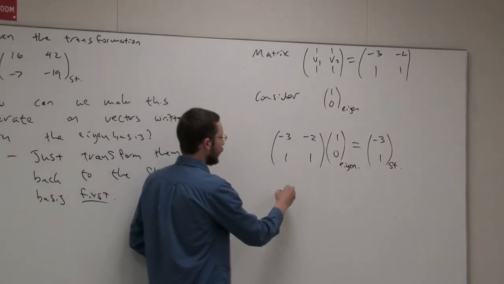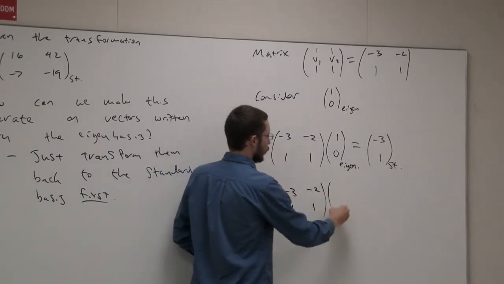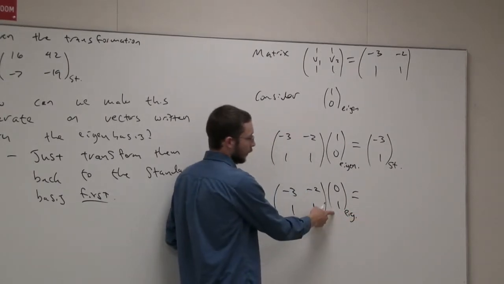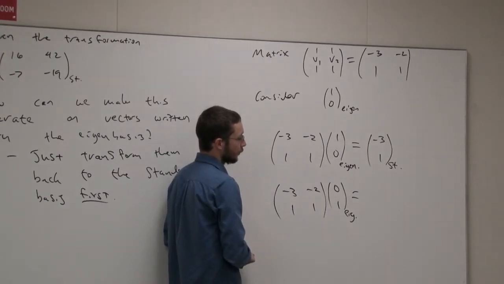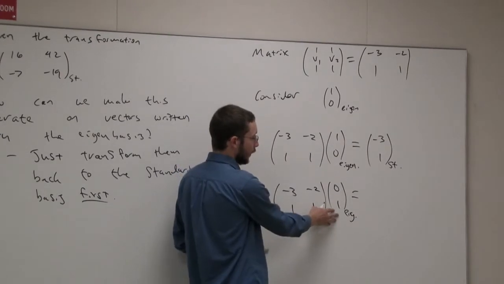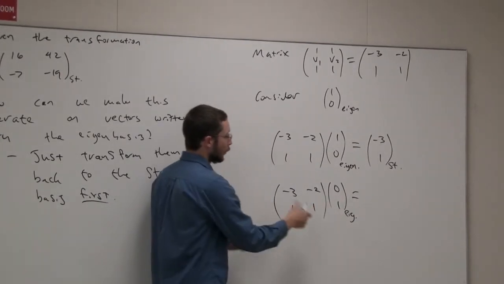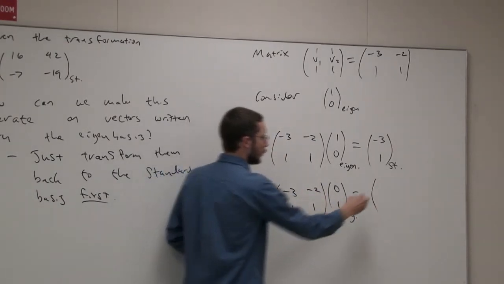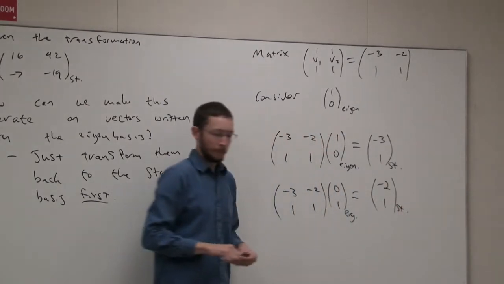And the same thing holds with 0, 1, this is the second eigenvector written using the eigenbasis coordinate description. And so just multiplying that out tells you that the second eigenvector written in terms of the standard coordinates is -2, 1. Okay.